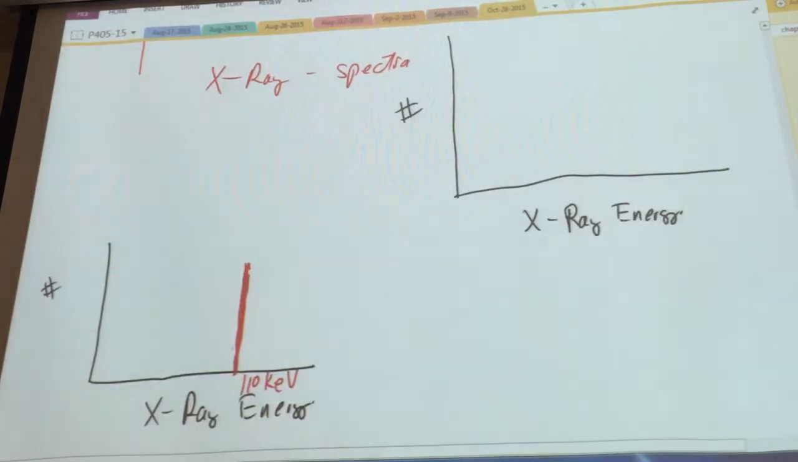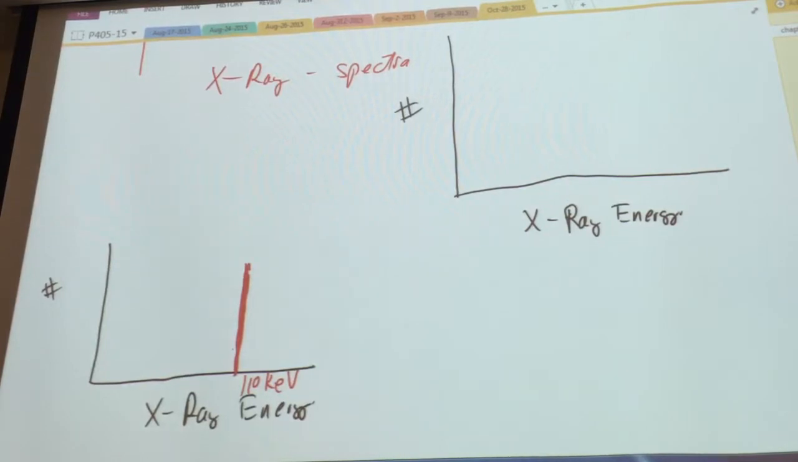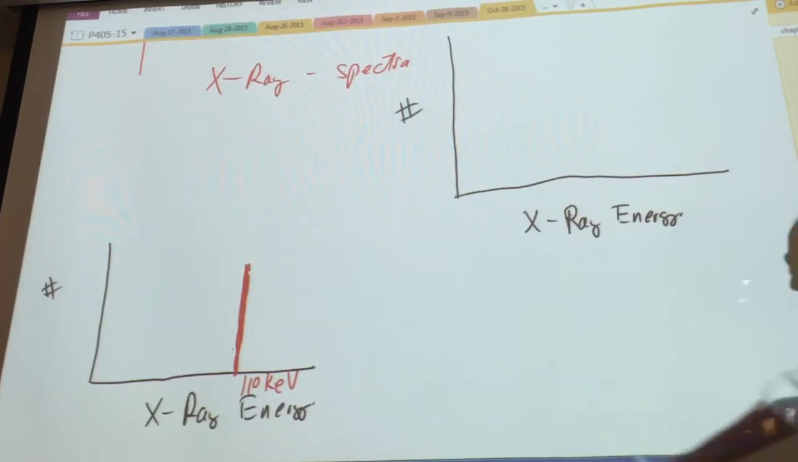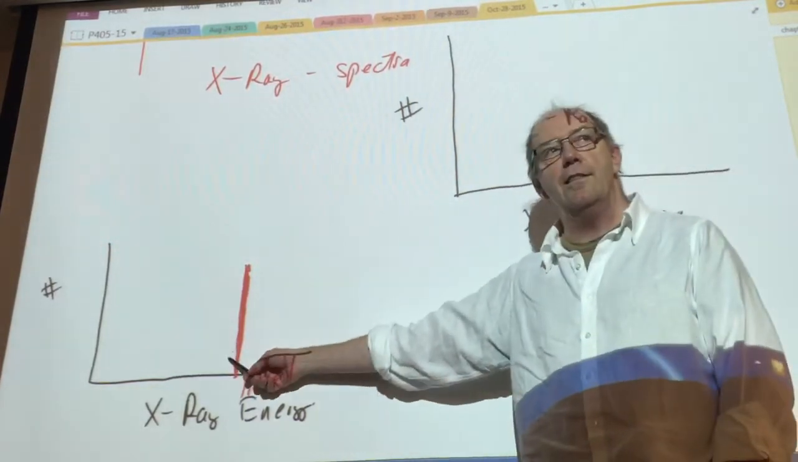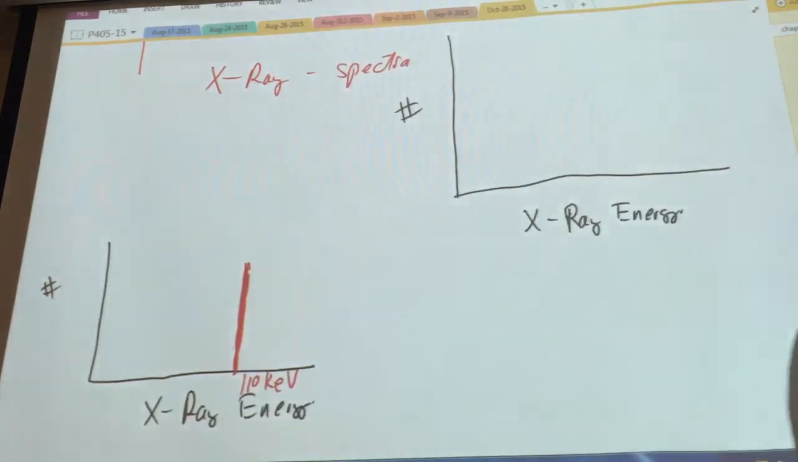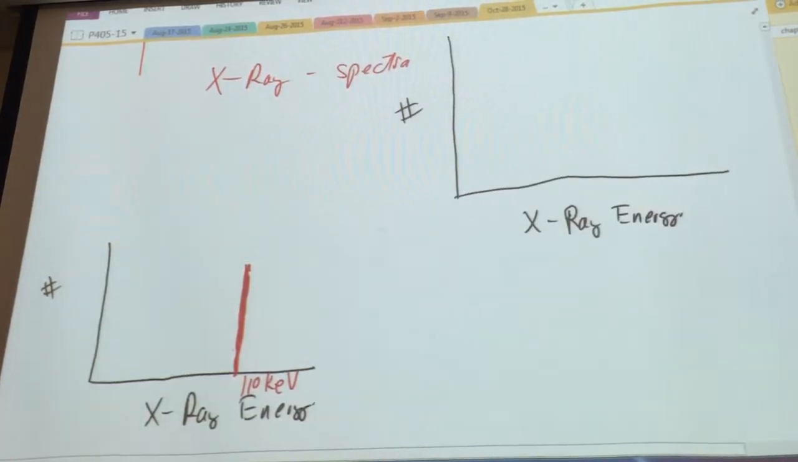But where do those photons come from? Now we're talking about the photons, not the electrons. The photons come from the smashing of the electrons into the anode. Yes, well put. All right, so this is ideal and does not happen.